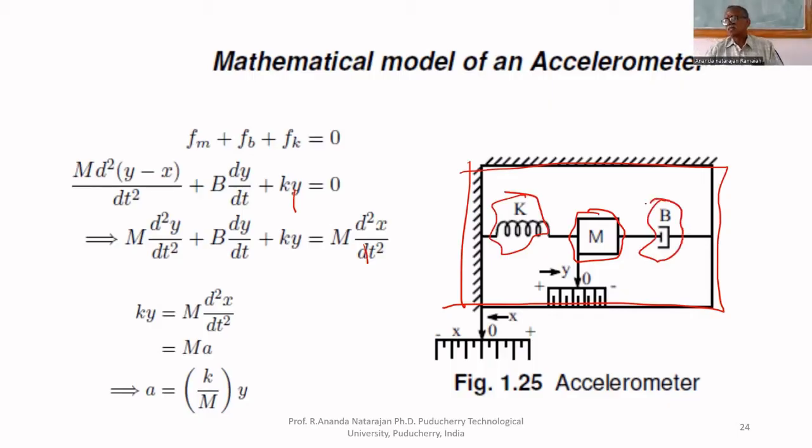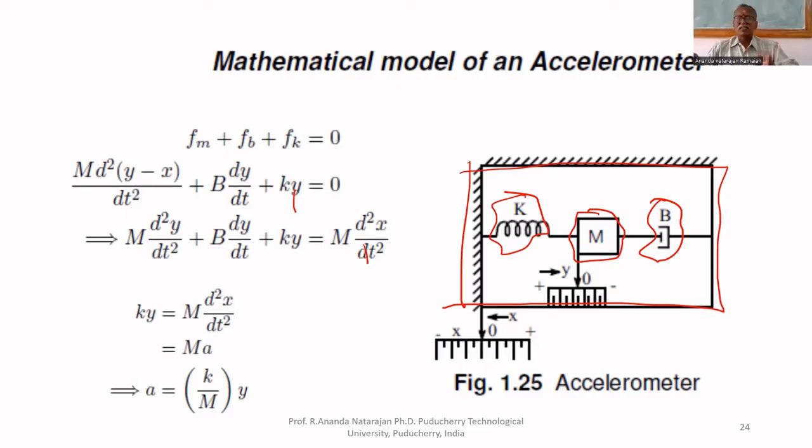The mass has its own property, and the spring has its own property, and the dashpot has its own damping. Like that you can imagine. So it has one mass, one spring and a dashpot. That's all about the accelerometer.